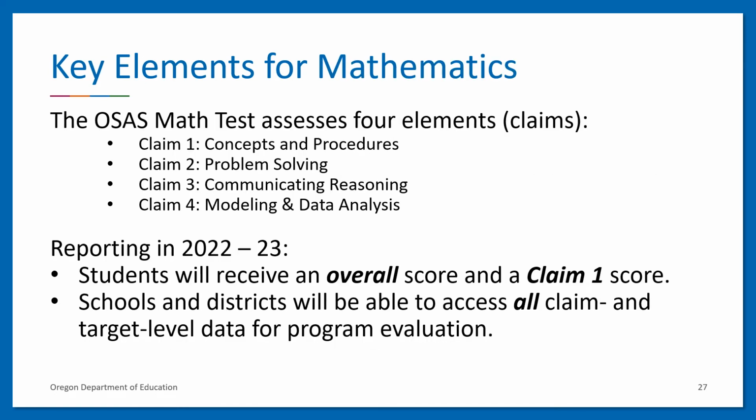The OSAS math test also combines 4 areas or claims of mathematics into one test. Claim 1 is concepts and procedures. Claim 2 is problem solving. Claim 3 is communicating reasoning. And Claim 4 is modeling and data analysis. For this school year, students will receive an overall composite score and a Claim 1 score. Schools and districts will still have access to claim and target level data for program evaluation and planning. Again, please check the Oregon Accessibility Manual for specific allowable supports.